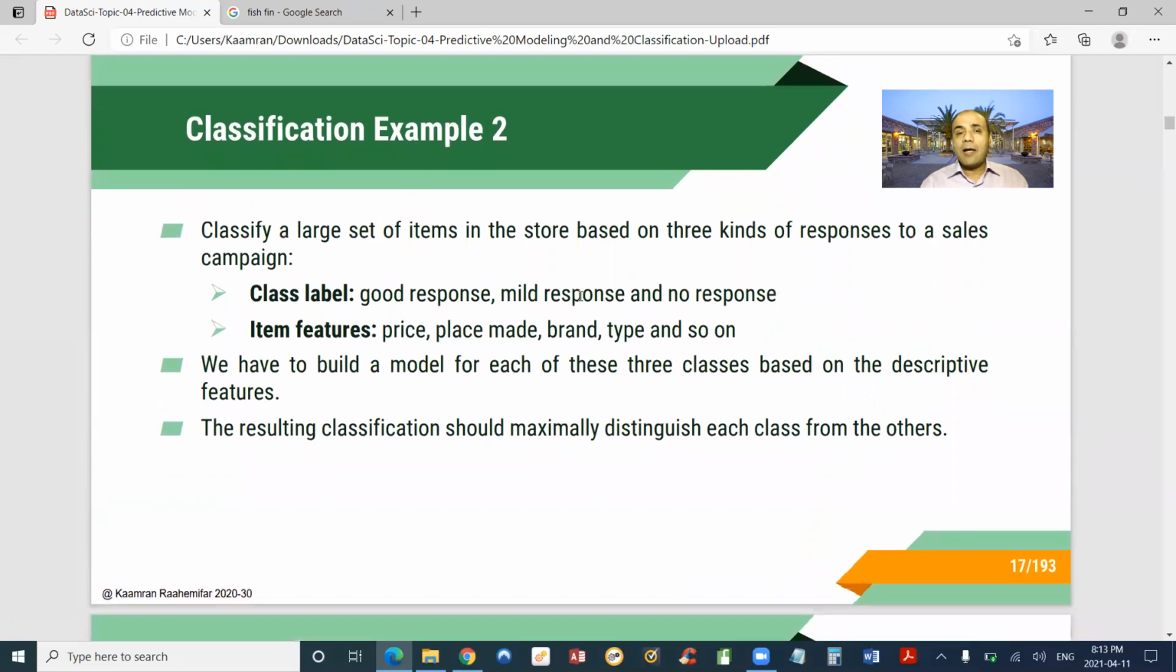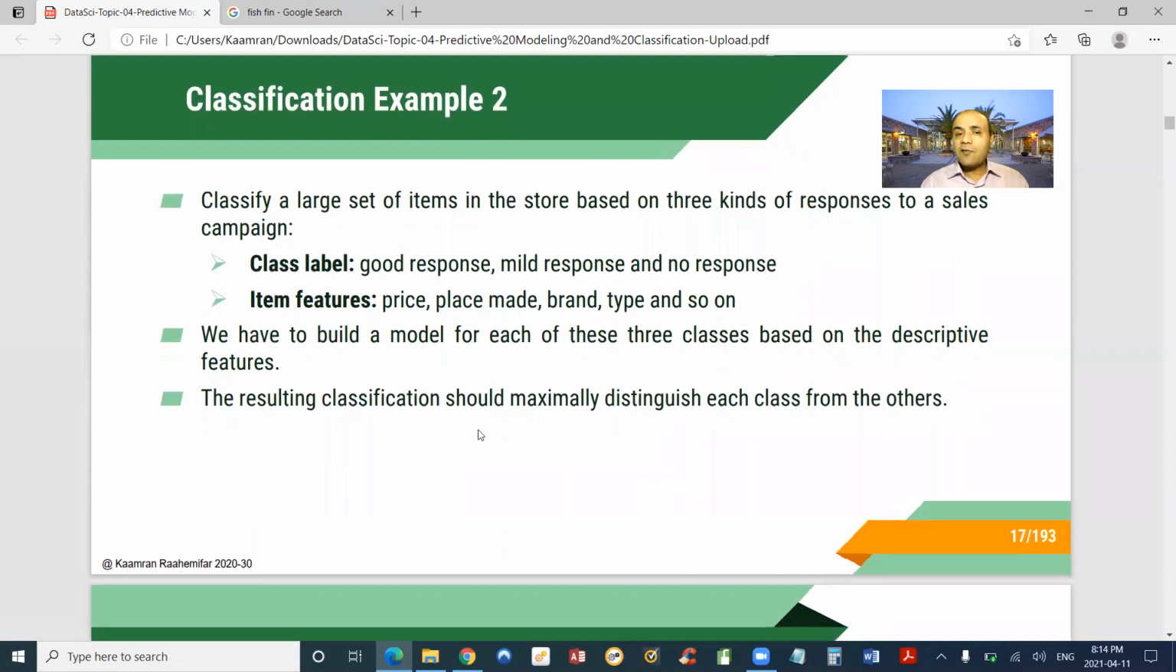Another example: I want to label the items, the products that are coming at me. The products have a price, they have a place, they have a brand, they have a type. So the item features are there, but I'm going to say people have been reactive to those. How was the product received by the population? Good response, mild response, no response. So that's going to be the label I'm looking at. So I want to do this.